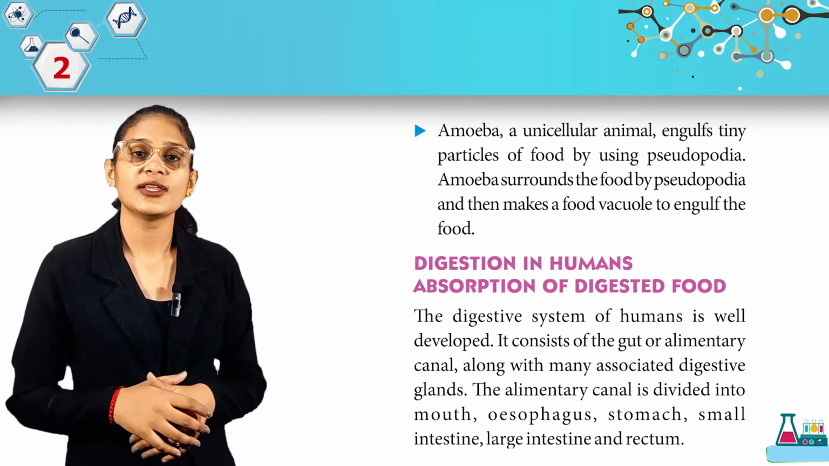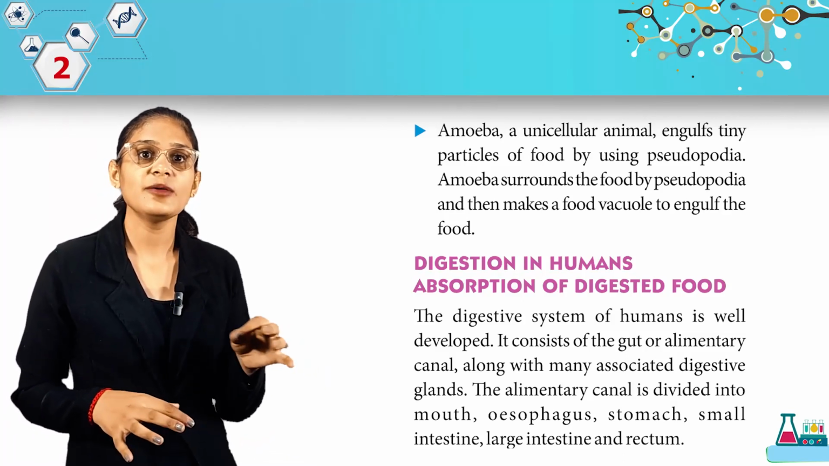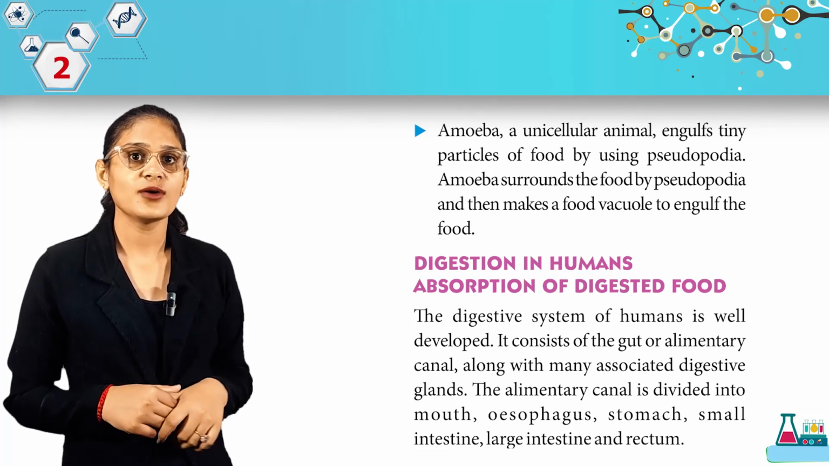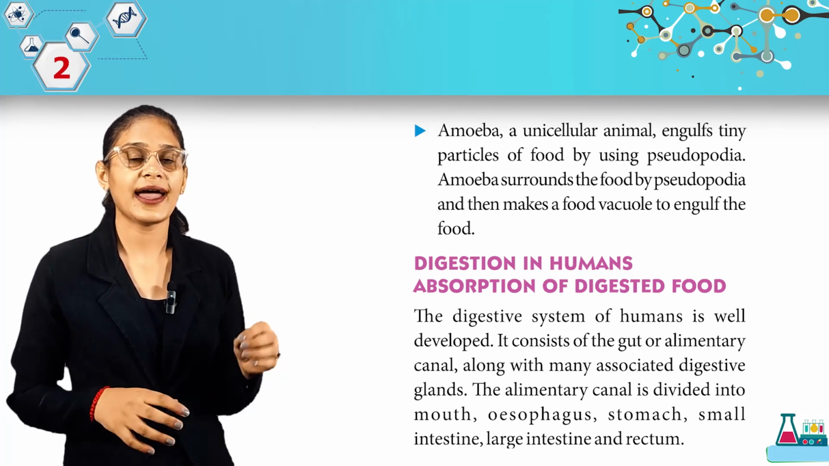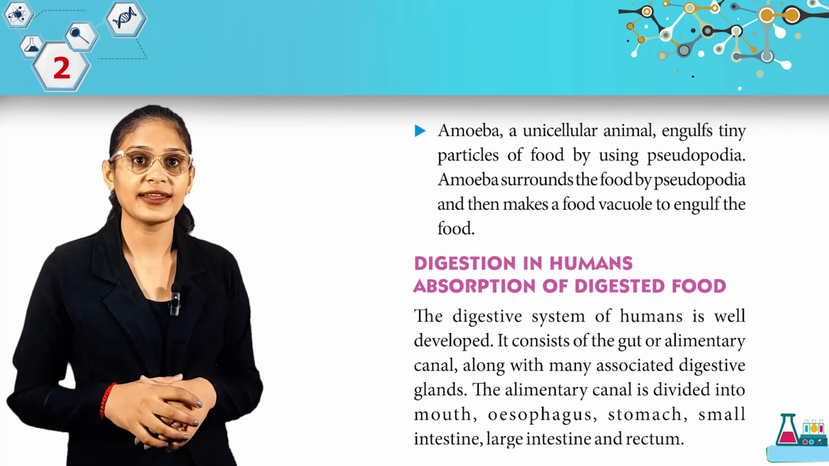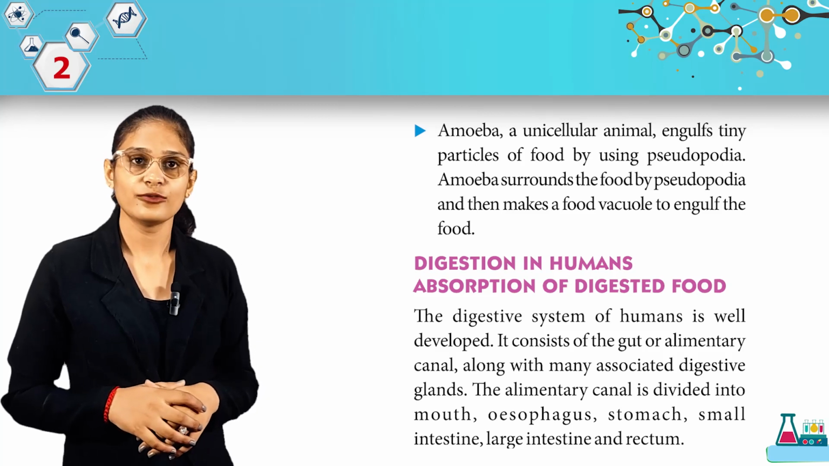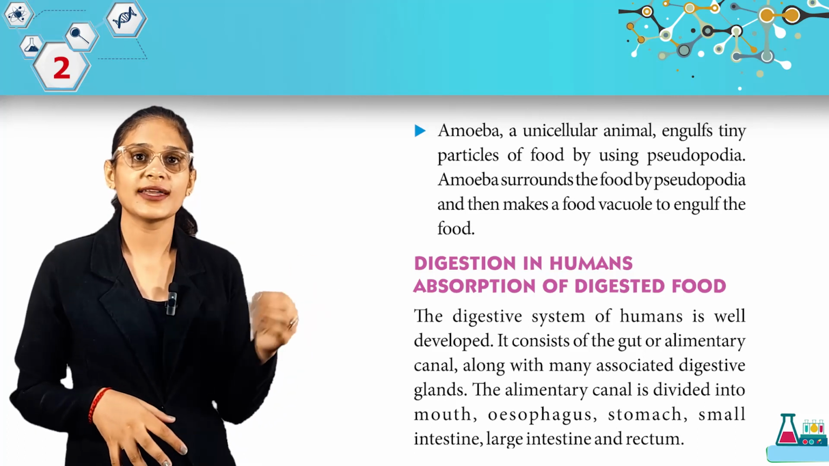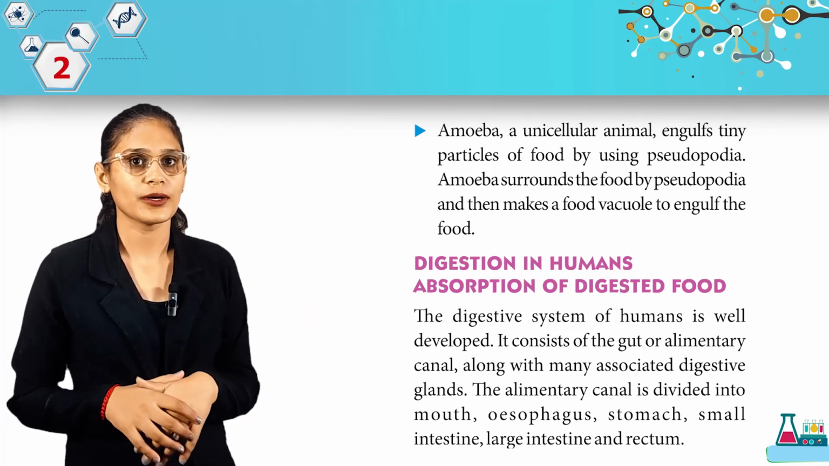Amoeba, a unicellular animal, engulfs tiny particles of food by using pseudopodia. Amoeba surrounds the food by pseudopodia and then makes a food vacuole to engulf the food. So students, what is amoeba? A unicellular animal, and it engulfs its food with the help of pseudopodia.